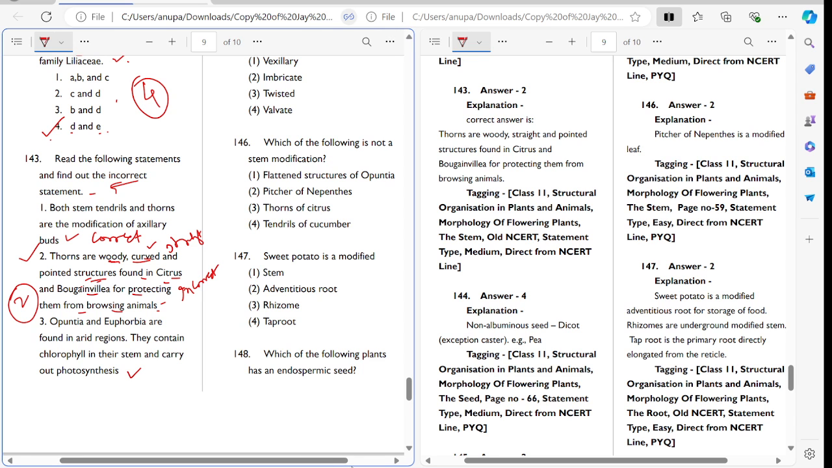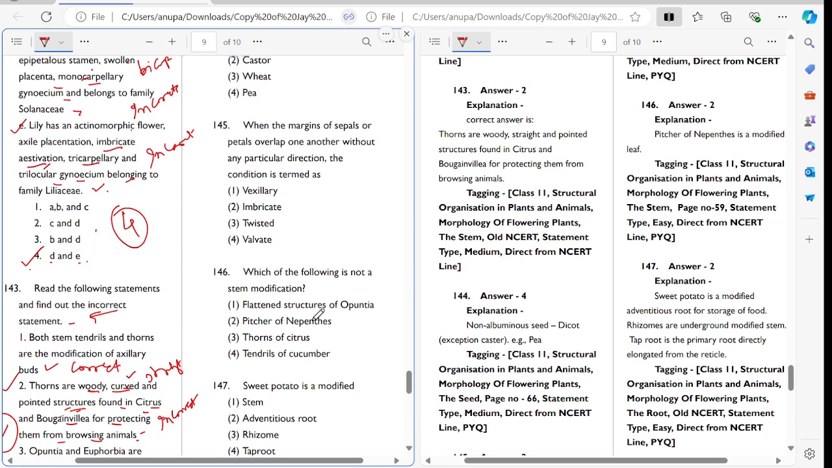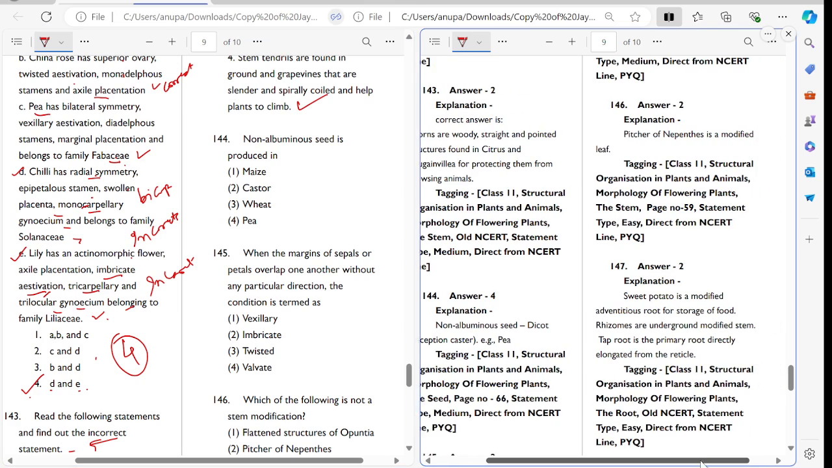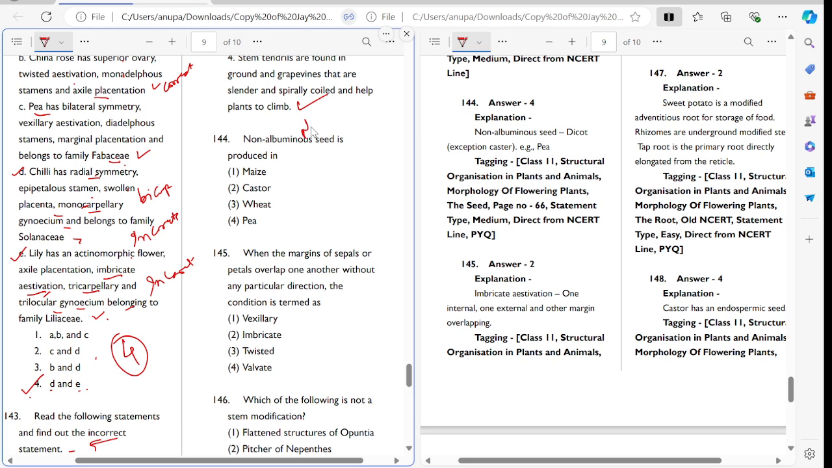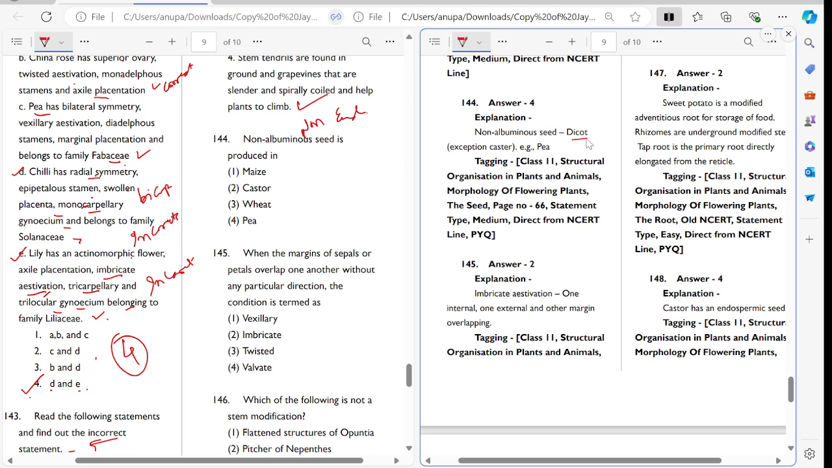Now let's move to the next question. That is question number 144. Question number 144 says that non-albuminous seeds are produced in. So non-albuminous seeds are also known as non-endospermic seeds. And non-endospermic seeds are mostly found in dicots. An exception is castor. So the non-albuminous seed is produced in P.